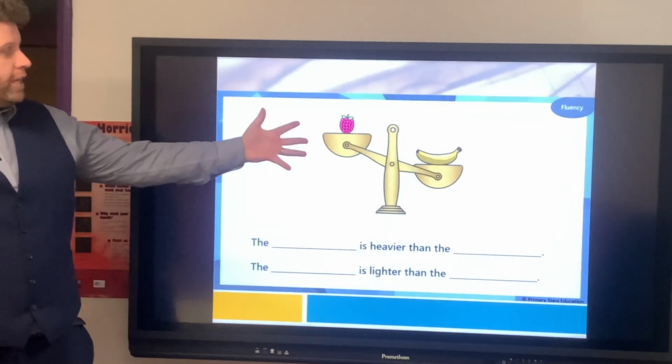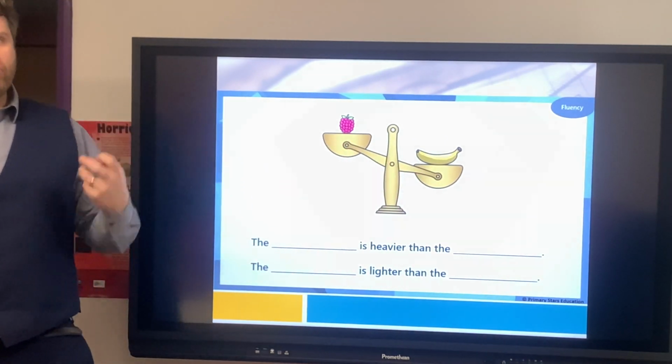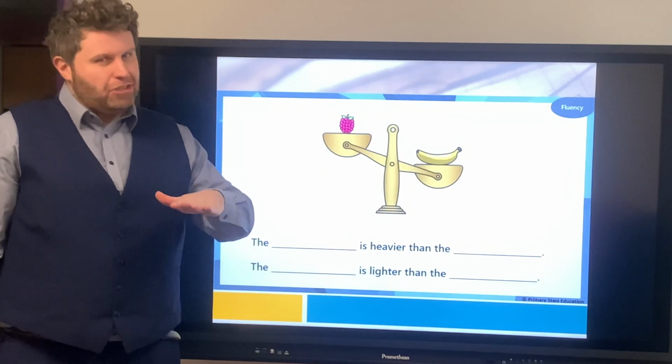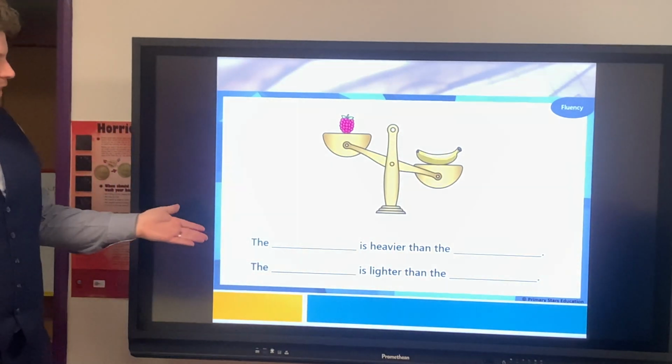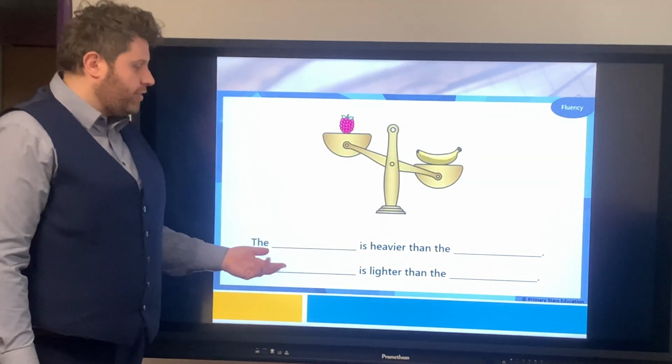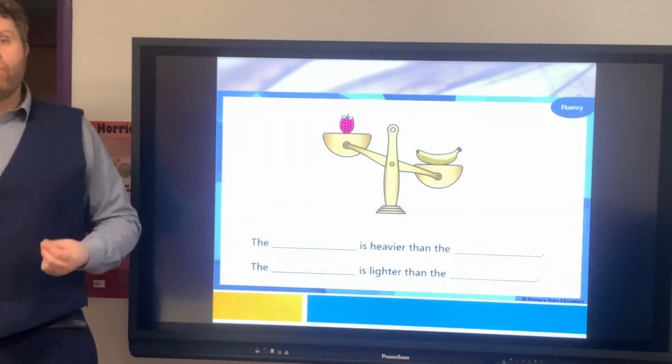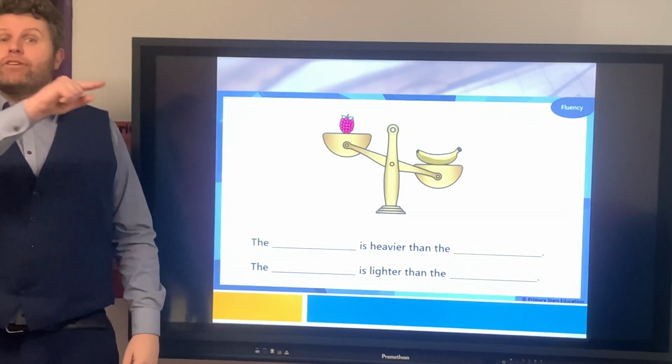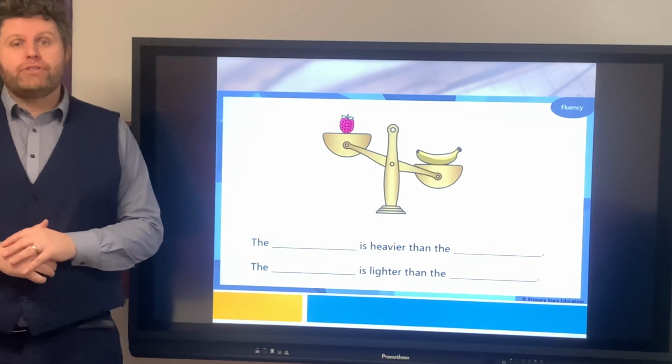Okay, we have another diagram now. We have a raspberry and a banana on the scale. They both have different masses because they're not sat in neutral. So the something is heavier than the something, and the something is lighter than the something. Pause the video, write out your sentence, take your time, and press play when you're ready to join us.